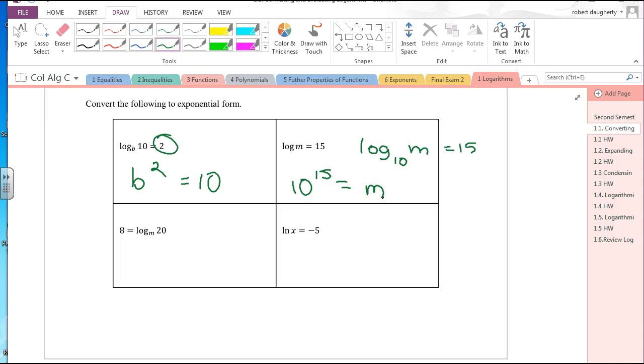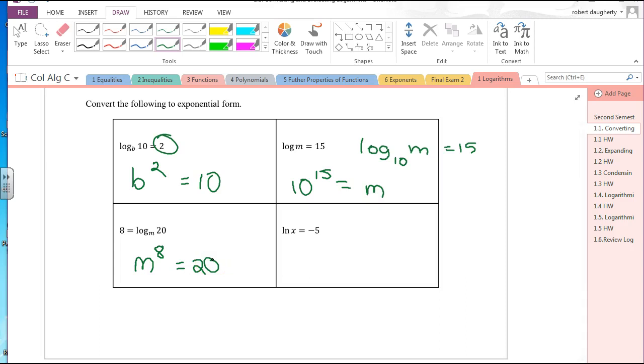What's the base here? M. Which of those numbers is my exponent? Nope, 8. The exponent is always on the other side of the equal sign, all by itself. M to the 8th equal 20. Okay. What's the base in this one?